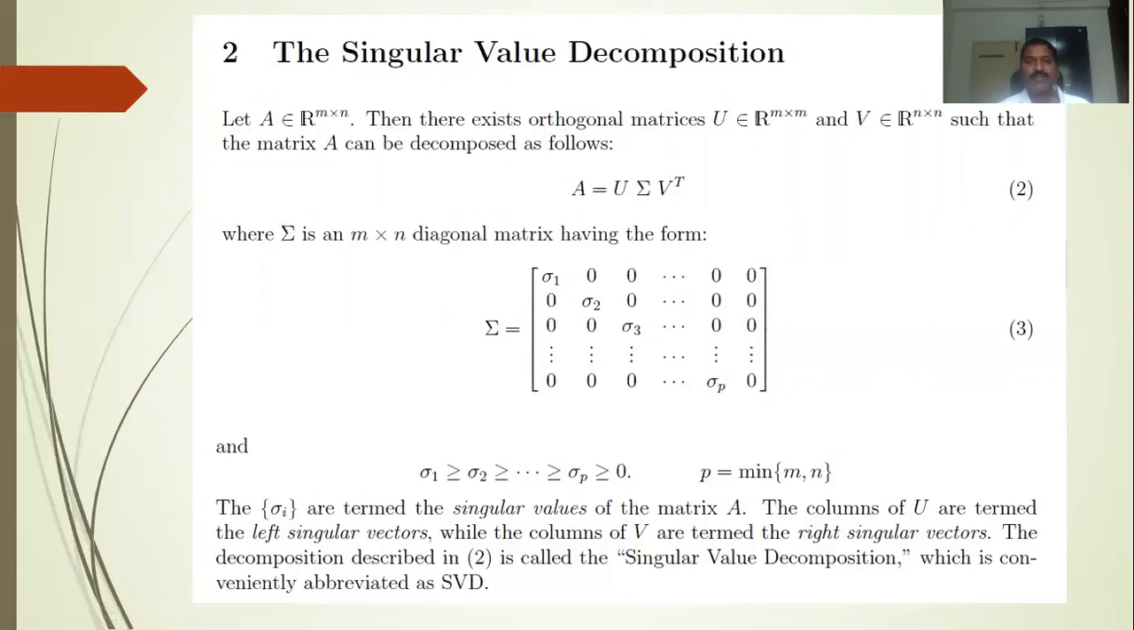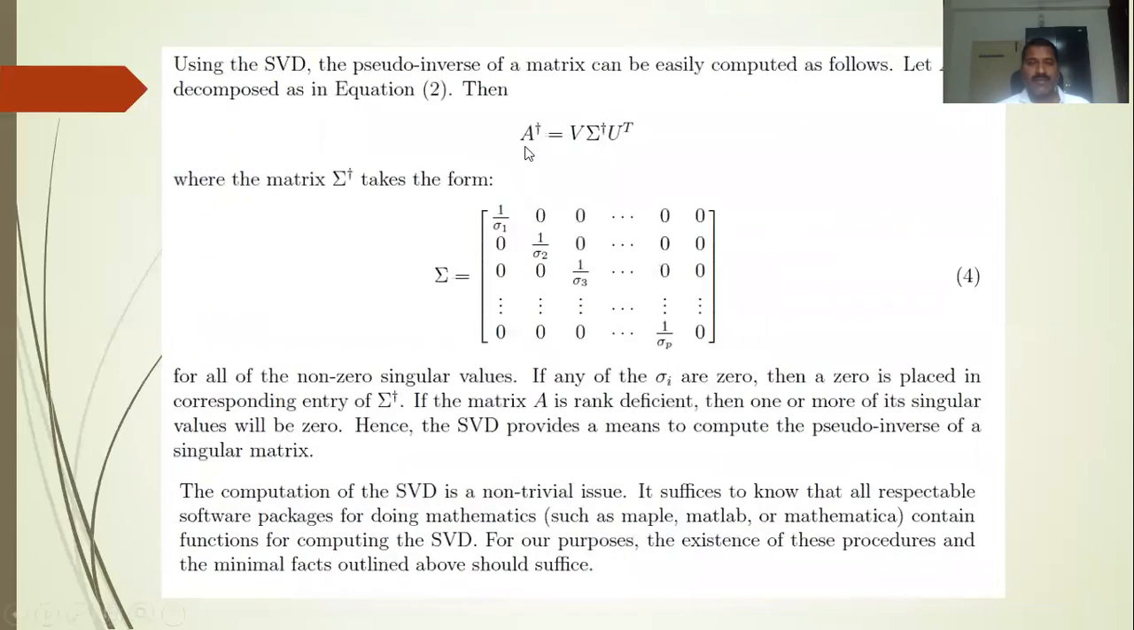Then A plus is given by taking the inverse on both sides. Then it is V sigma plus U transpose. How to write this sigma plus? Sigma plus is the reciprocals of those singular values: 1 by sigma 1, 1 by sigma 2, 1 by sigma 3, and so on, 1 by sigma n. That's how we compose the A plus.